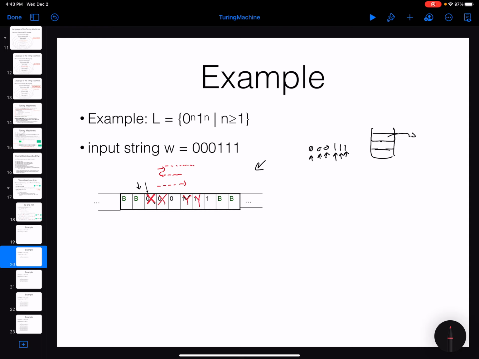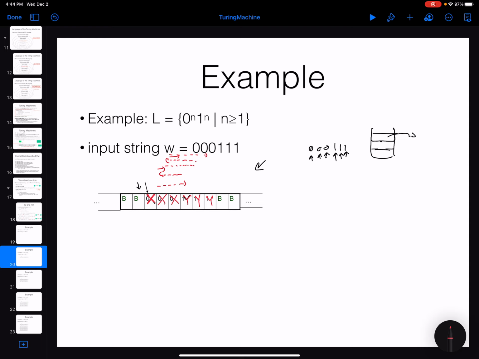Then you go again back and find an X that tells you that this is the very first X that you see. This is going to be the last 0 that has been changed to X, right? So then you move one step back, and if there is a 0, you replace it with an X, and then you go forward and find a 1 and replace it with Y.